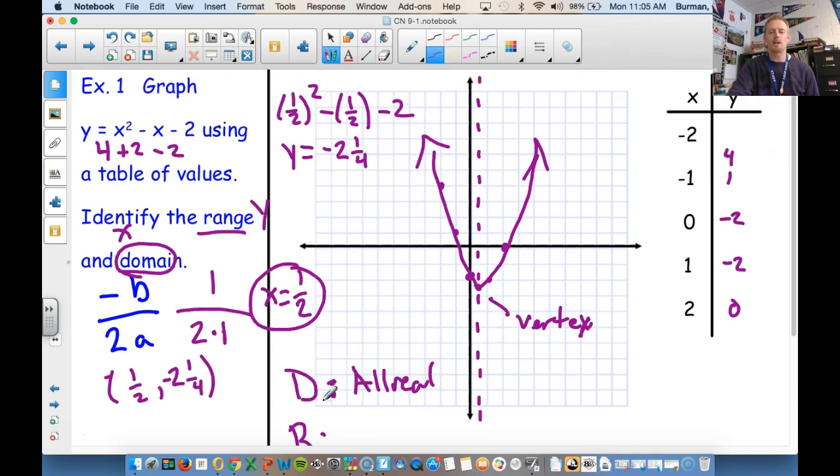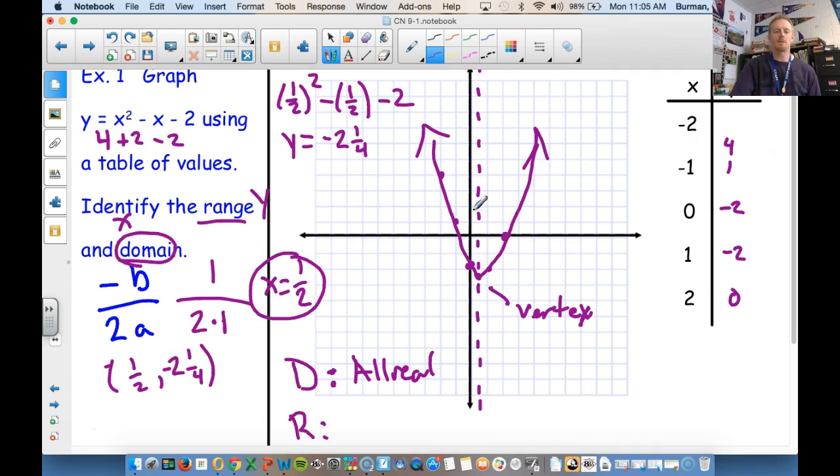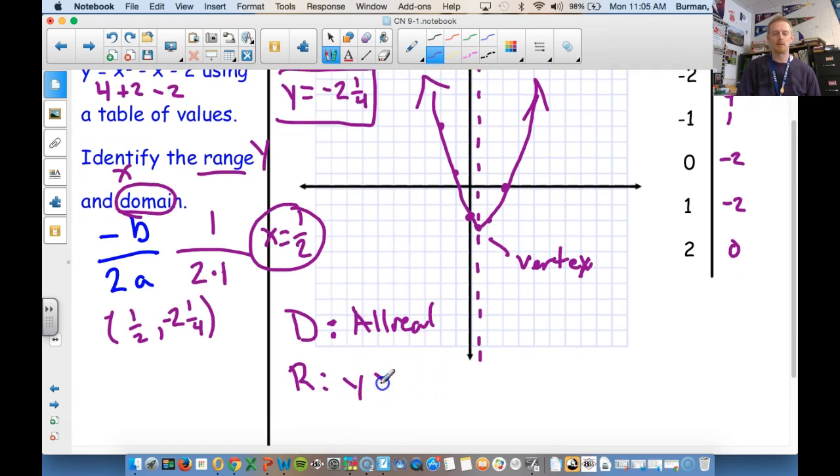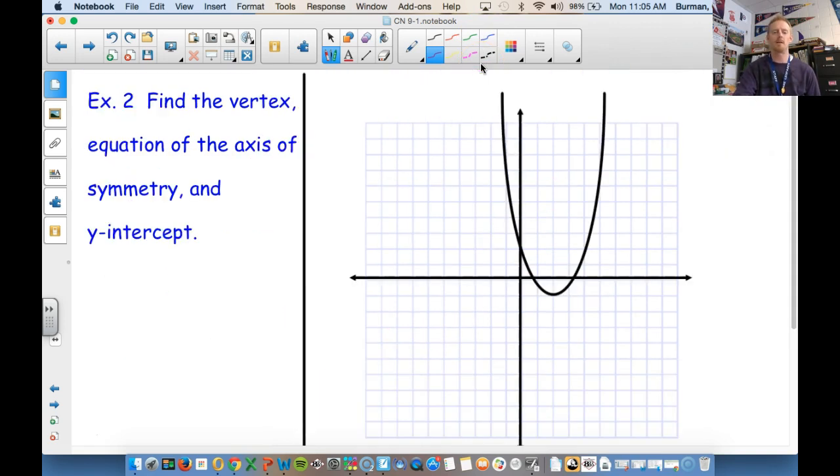Our range is the Y values. Now the Y values are going from this vertex and up. So that vertex was at the Y value of a negative 2 1/4. Y has to be greater than or equal to that Y value of a negative 2 1/4. So that's what my range will be for this because it's all the values including this point and above for the Y values. All right, let's try another one.